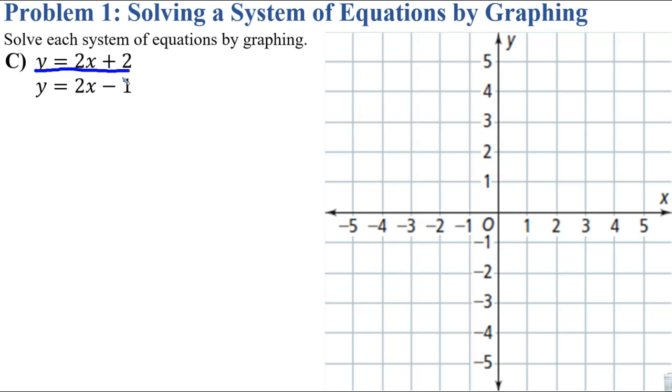Let's go ahead and graph our first line, y equals 2x plus 2. So we have a y-intercept of 2. Rise over run is 2 over 1. Get some points on here, and we will connect the dots. Now for my second equation, we have y equals 2x minus 1, so that's going to have a y-intercept of negative 1. And its slope again is 2 over 1, so we'll go up 2 over 1 to keep getting to that next point.